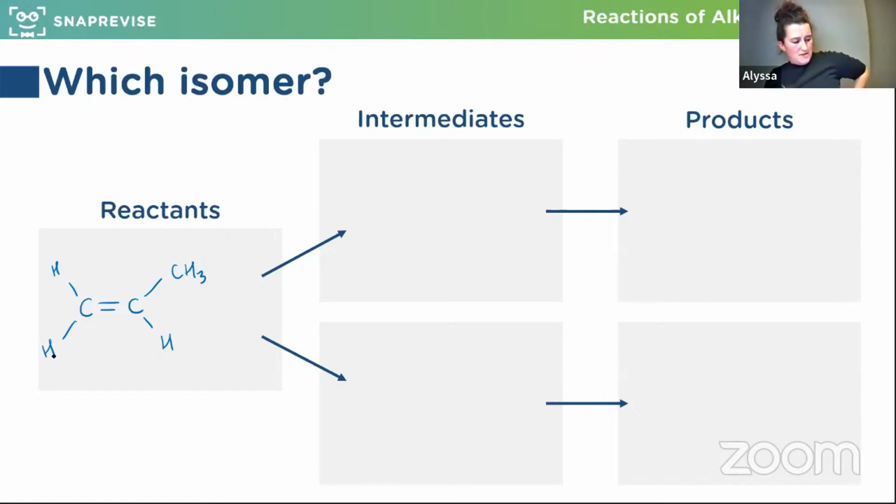Actually, I don't know what we had there. So if we have propene, our intermediates can either be with our carbocation on the left-hand carbon, and our, oops, I've done that at an angle for some reason.